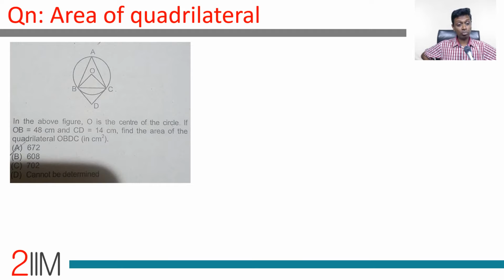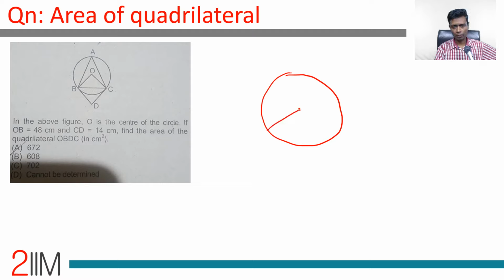Once again, I'm not going to completely solve this. I'll give a starting point and an approach for this. Right, so let's do this. I'm going to draw this. There's a circle here. So there is O, B, D, C. This is 14, so this is also 14. This is D here. OB is 48. These are tangents. Quadrilateral OBDC is what we need to find the area.